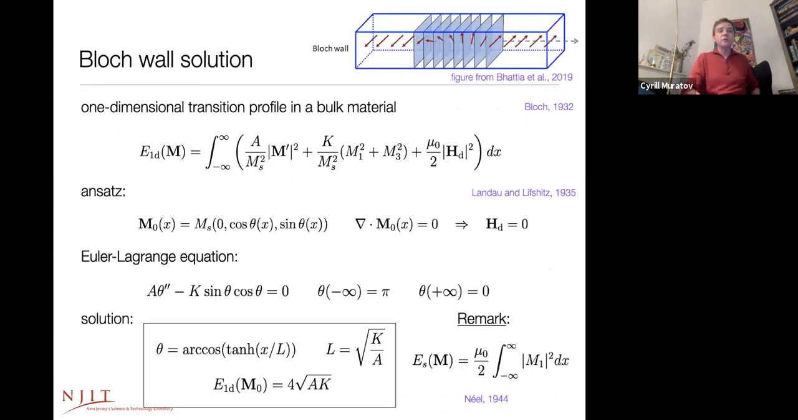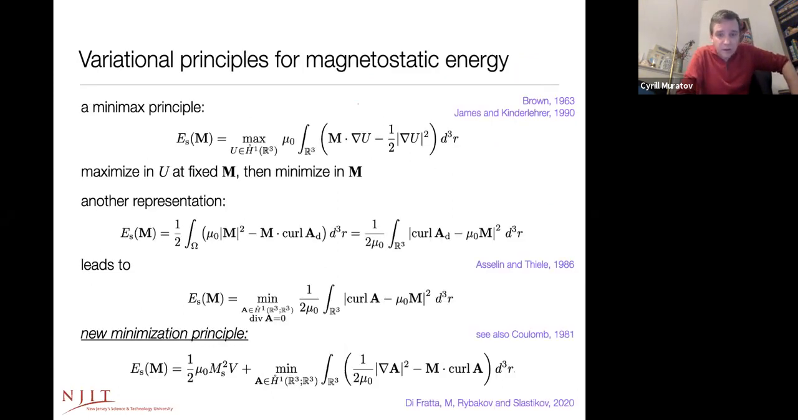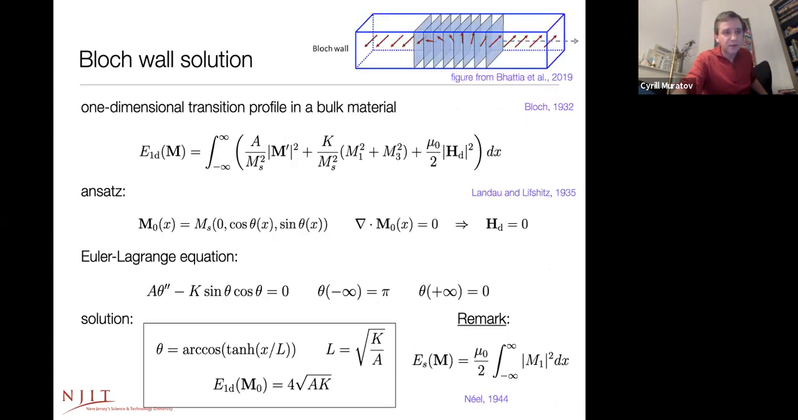Now, back to micromagnetics. Excuse me, in the previous slide, what is Ms squared V in the new minimization principle? What is V in that? V is just the volume, the measure of omega. Okay, thank you. Sorry to interrupt. Yes, and we use the fact that M has constant length. Okay, all right.